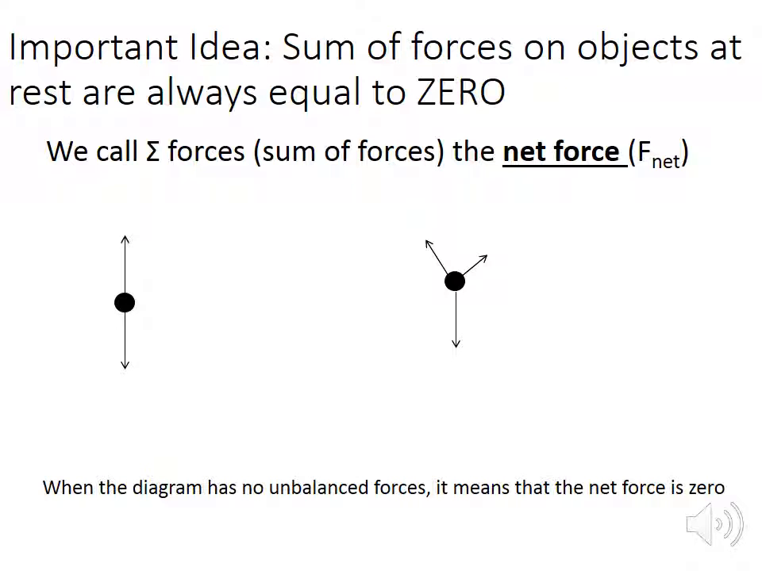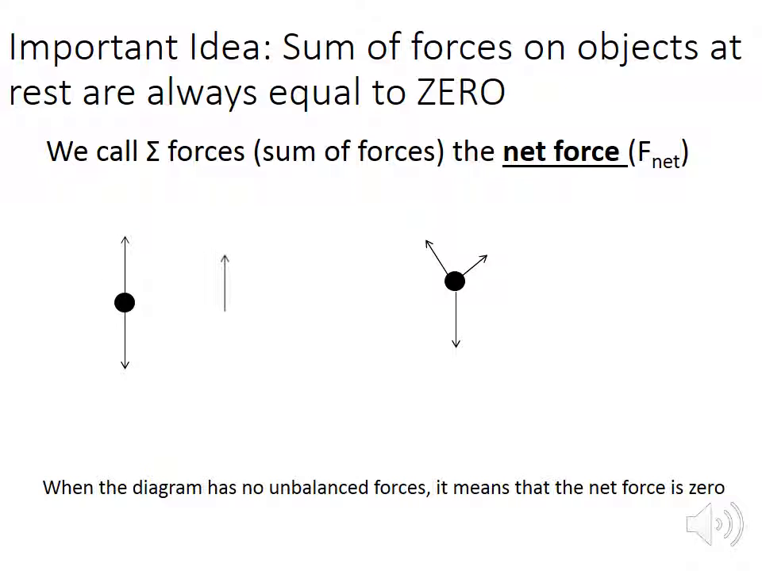So how do you know, using a force diagram, whether or not the net force is zero? Well, you have to consider the arrows. If you put the arrows so that the start of one arrow is at the end of the other arrow, and you end up back in the same spot, that means that the net force equals zero. So here's what you do.